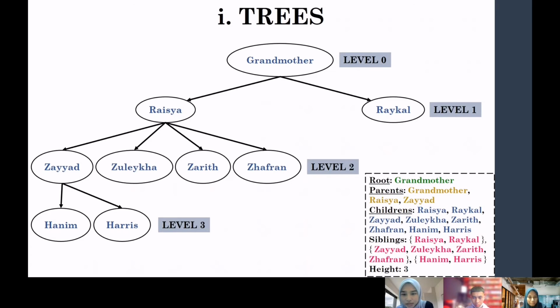third level nodes. Okay. Root in this tree is grandmother. Parents in this tree are grandmother, Raisha and Zayed. Children: Raisha, Raikan, Zayed, Zulaikha, Zarid, Zafran, Hanim, and Haris. Siblings: Raisha and Raikan. Next, Zayed, Zulaikha, Zarid, and Zafran. And lastly, Hanim and Haris. The height of the tree is 3.